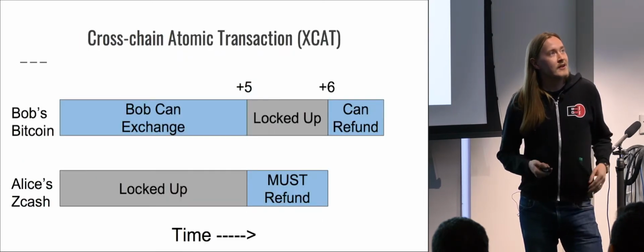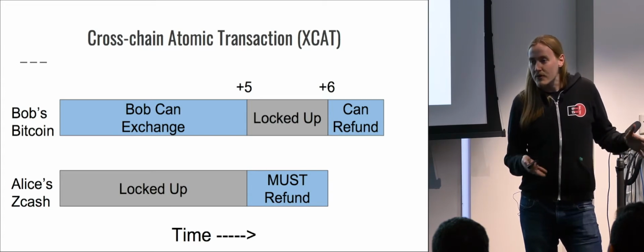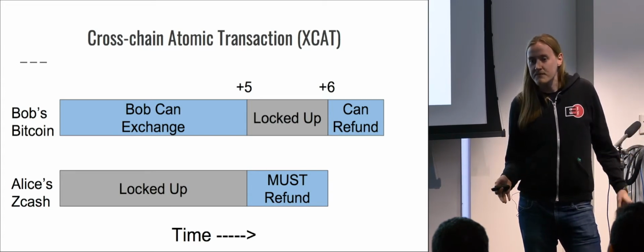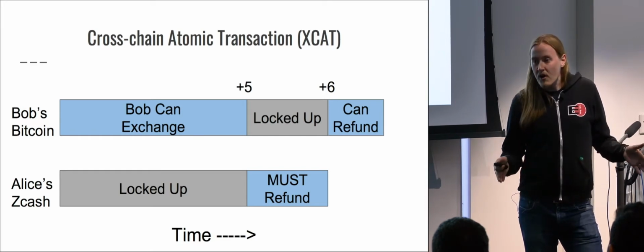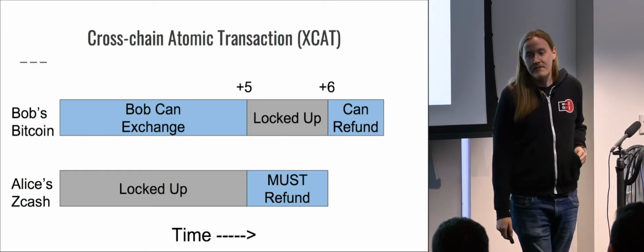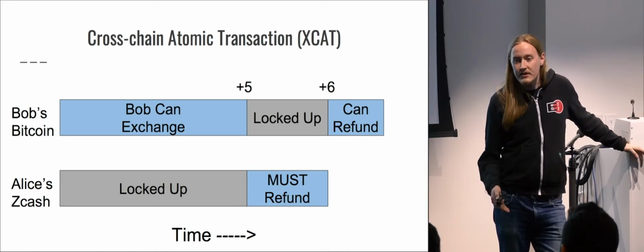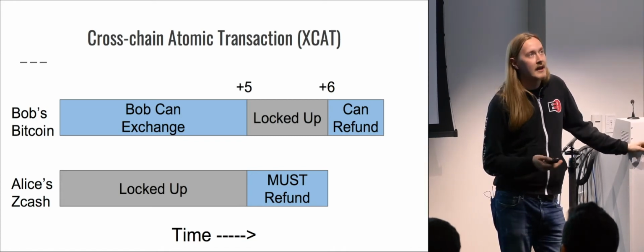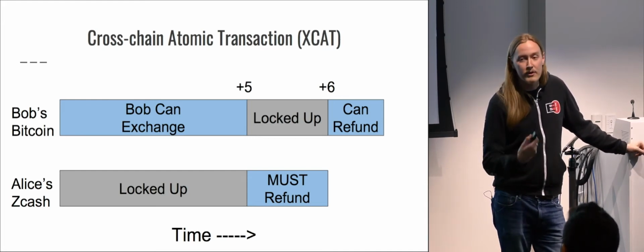So here's kind of a timeline of it. We have this time period, 5 hours, where Bob can choose to exchange his Bitcoin for her Zcash. From hour 5 to 6, Bob can't do that without losing money. Alice is completely locked up. She has no optionality here. And after hour 5, if Bob hasn't taken her money, she has to refund.